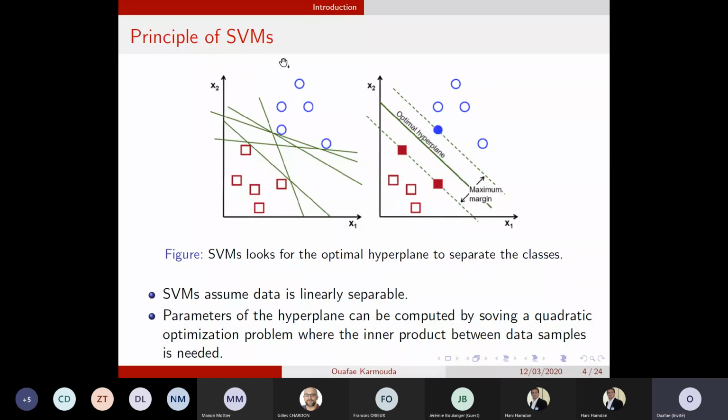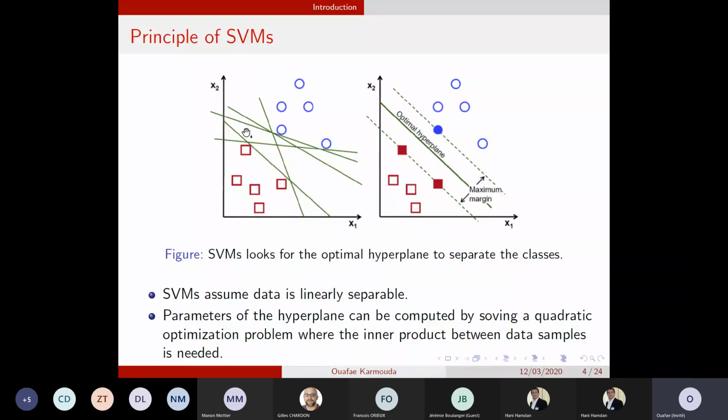So if we look at this example of data set where we have two classes, the red squares and the blue circles, this data set is described by two features or variables x1 and x2. So this data set is linearly separable because we can find a hyperplane, a line in this case, such that all the data that belongs to a particular class belongs to one side of the hyperplane.